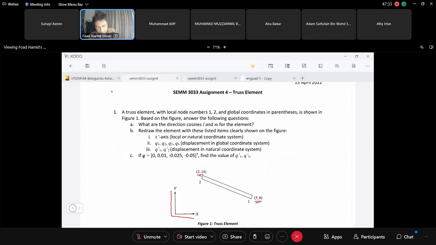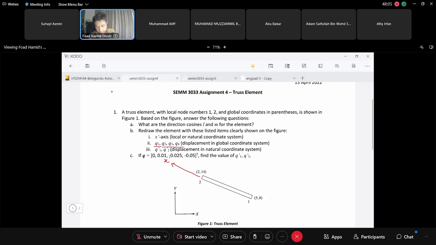It asks us to draw the X bar, or local or natural, coordinate system. So let me delete this and draw it here. Our natural coordinate system is this one. Note that we use X bar for the natural coordinate system.